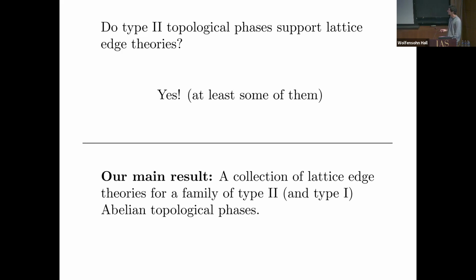So our main result is I'm going to tell you about a collection of lattice edge theories for a family of abelian topological phases. And this family will include both type two and type one. So the type two are the more interesting ones because they're the ones where it wasn't obvious how to construct edge theories. But as a side product, we also get edge theories for some type one phases as well. Okay, so what are the phases? What's this family of phases that we're going to work with?